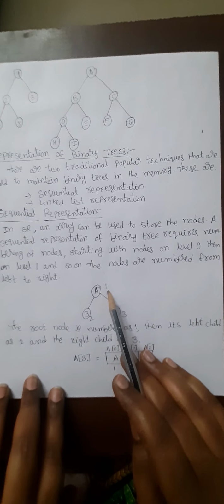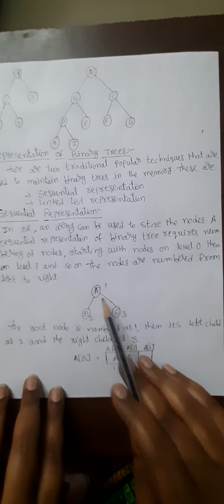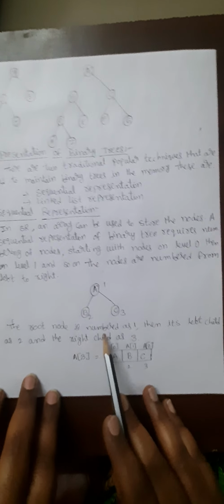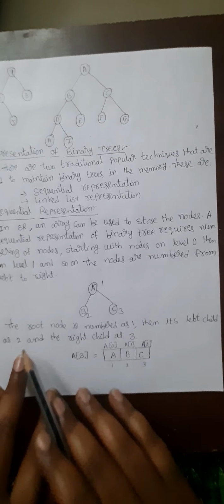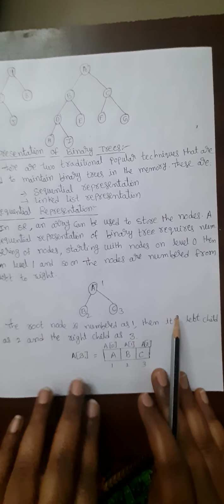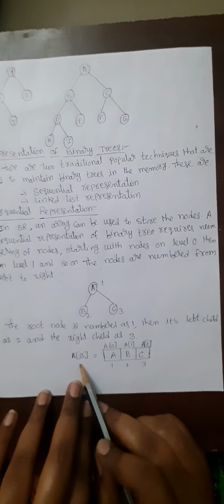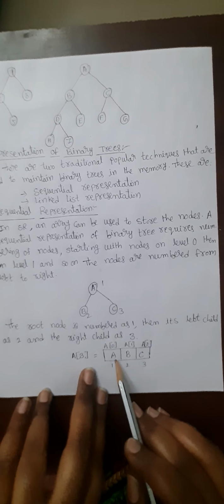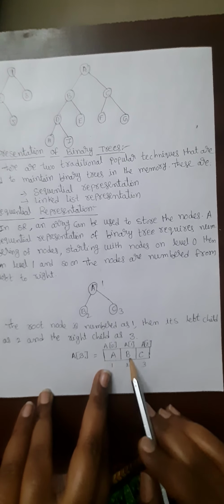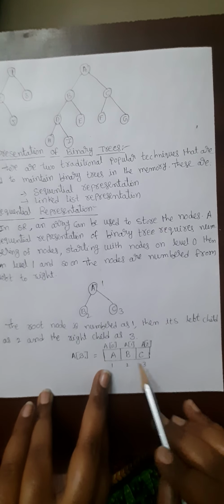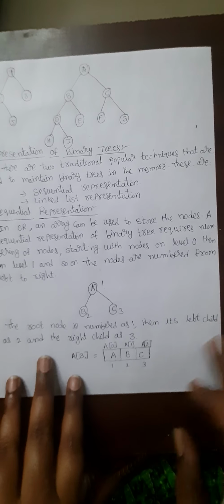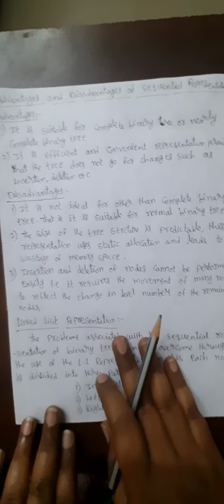Here A is represented as 1 and B, and after that we have to go to the right side. The root node is numbered as 1, then its left child as 2 and the right child as 3. And how we will store the elements in the array: A of 3, because here there are total 3 elements. We have entered the elements A, B, C, that is represented as 1, 2, 3, which is stored in A of 0, A of 1 and A of 2. This is the sequential representation.